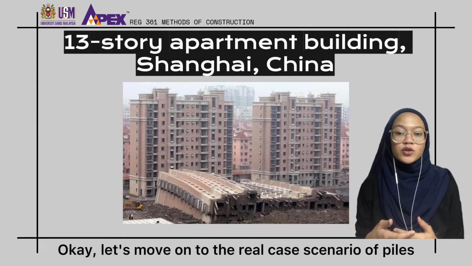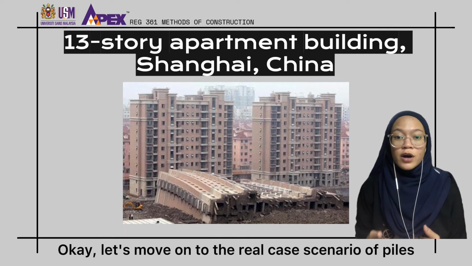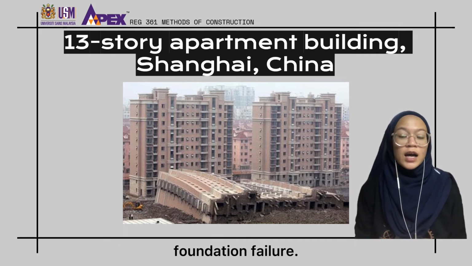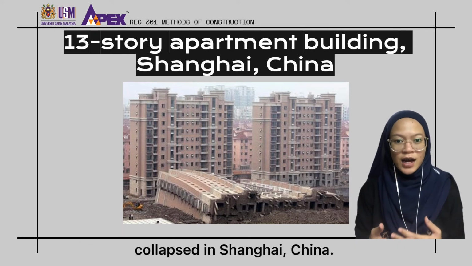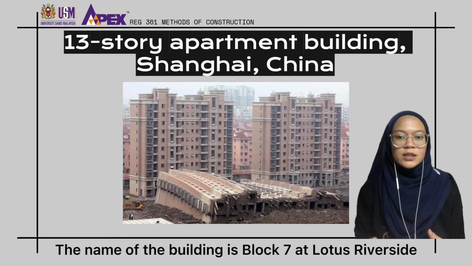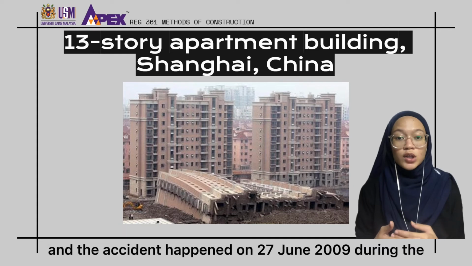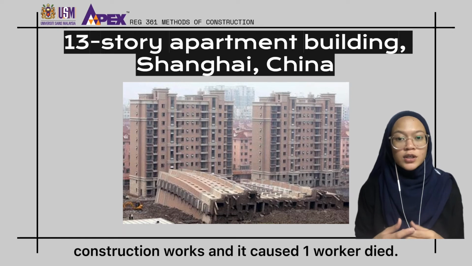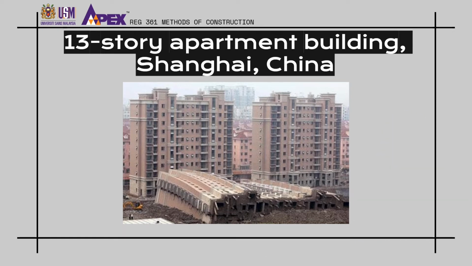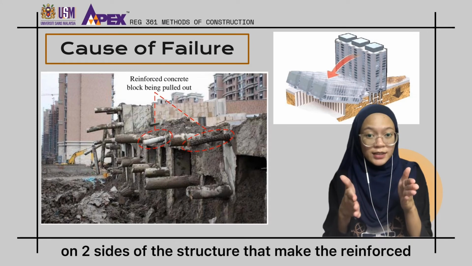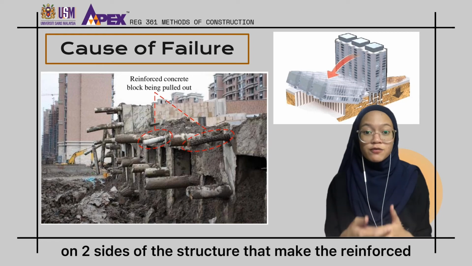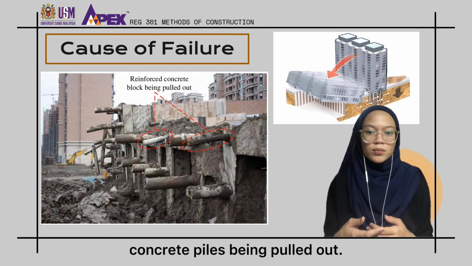Okay, let's move on to the real case scenario of pipe foundation failure. I have chosen the 13-story apartment building that collapsed in Shanghai, China. The name of the building is Block 7 at Lotus Riverside, and the accident happened on 27 June 2009 during the construction works, and it caused one worker to die. The cause of the failure was a pressure difference on two sides of the structure that made the reinforced concrete piles be pulled out.